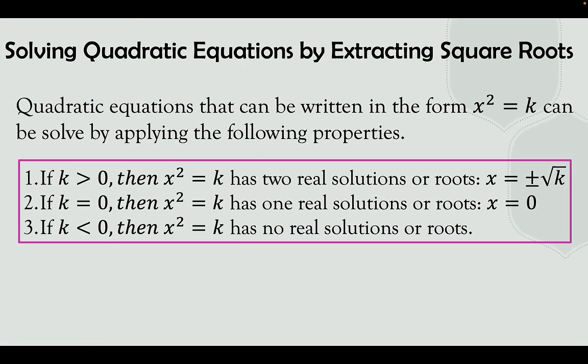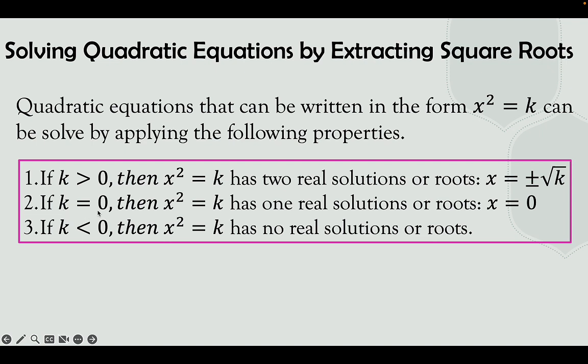A quadratic equation that can be written in the form x squared equals k can be solved by applying the following properties. For the first property, if k is greater than 0, then x squared equals k has two real solutions or roots. That means you have a positive and negative square root of k.